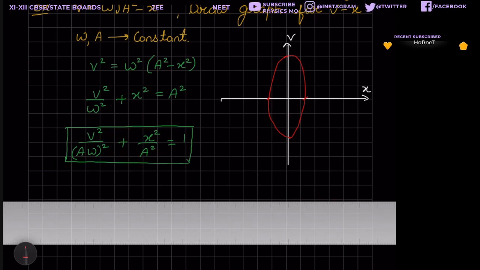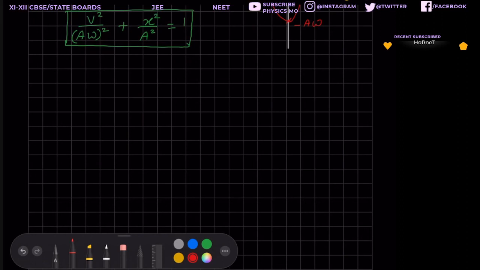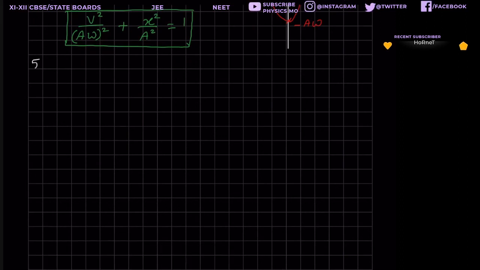ठीक है. सो दिस पॉइंट वुड बी a and this point would be minus a, this point would be a omega and this point would be minus a, and this is how your graphs look like. Is this clear to all? Everyone, please answer. Great. Then let's move to the last one, which was fifth one, which is rectangular hyperbola.